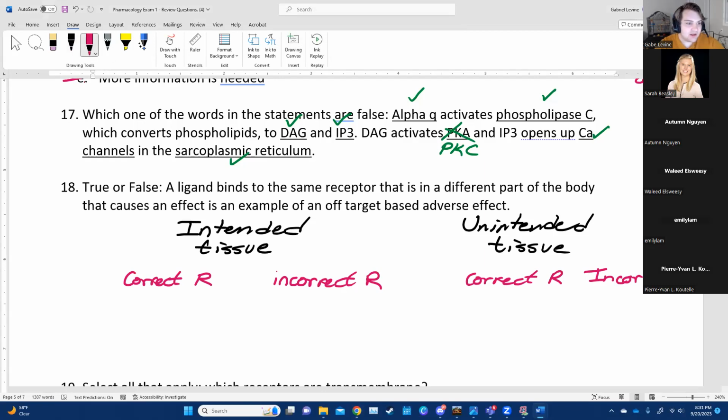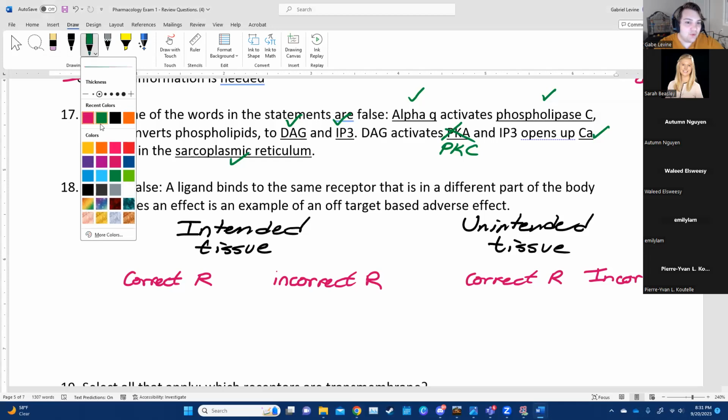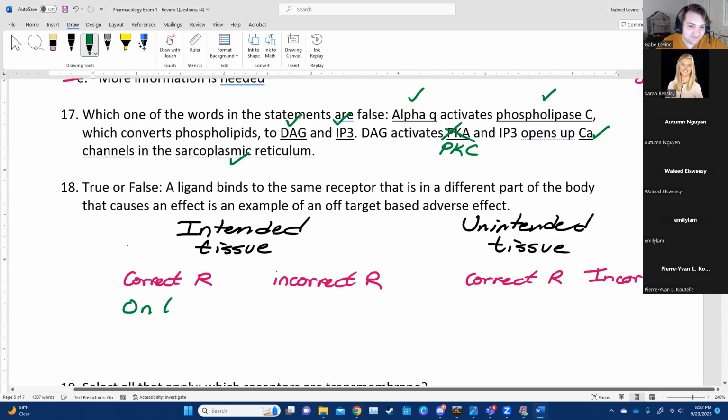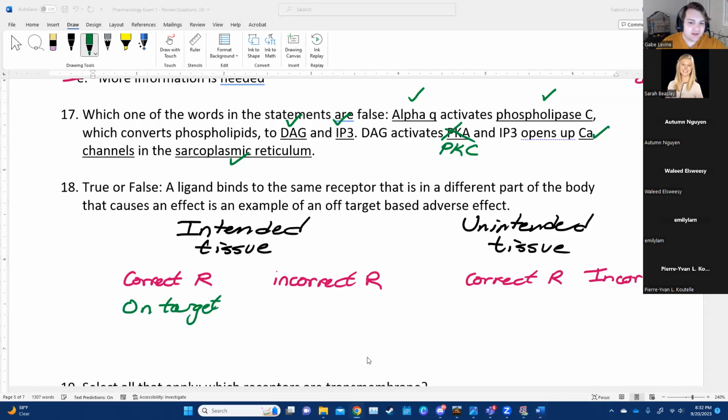So if we give a drug, it can either go to the intended tissue or the unintended tissue, right? So if it goes to the intended tissue, it might bind to the intended receptor, the correct one, which would cause what kind of a target effect? Would it be on target or off target? This would be on target. Exactly. What about if it goes to the incorrect receptor? Off target. It would be off target.